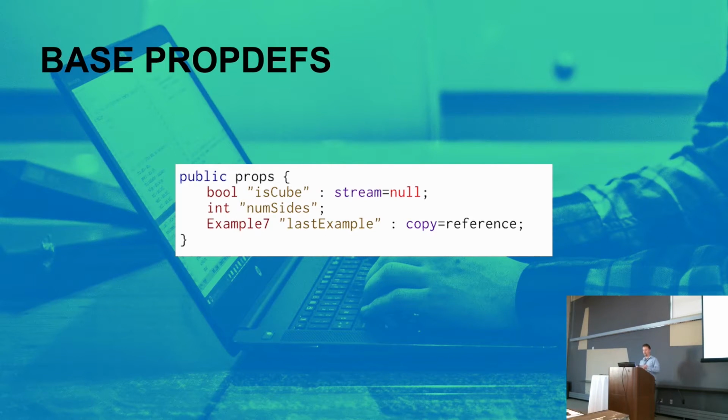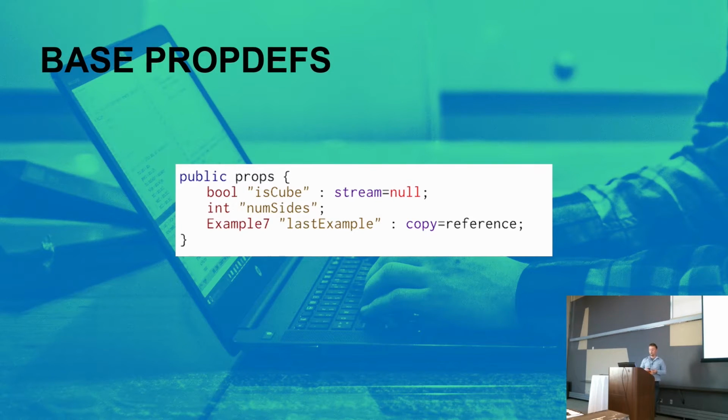So again, for those of you who haven't seen the PropDef class, you can add certain arguments to it to indicate how it gets stored and saved and streamed or whatnot. So here I'm saying that this isCube is stream null. So whenever this object gets saved out, that value in the prop data is just going to get nuked. Copy reference does what it sounds like. Whenever this object is copied, this value in prop data is not deep copied, it's just a reference copy. But again, the base PropDef class is not super interesting.